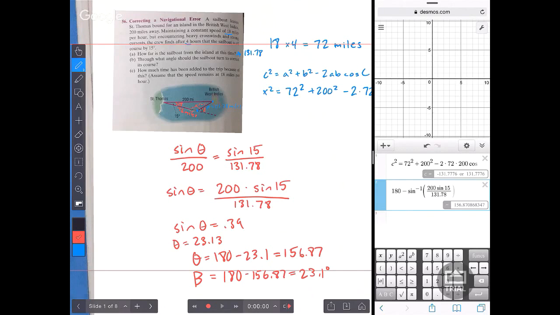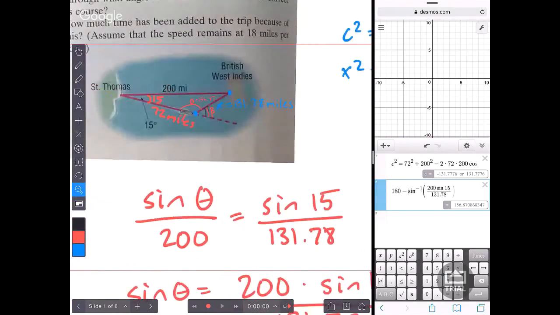Emily says, is that because you can't use law of... Yeah, law of sines is never going to give you an obtuse angle as an output. Exactly correct. Is that what you're asking me, Emily? I think so. Okay, so 23.1 degrees. I just found beta, and that's my answer.